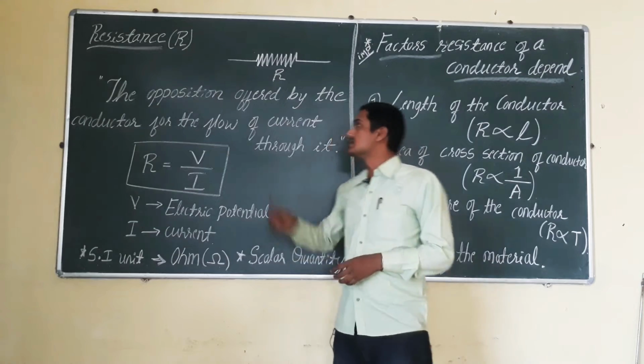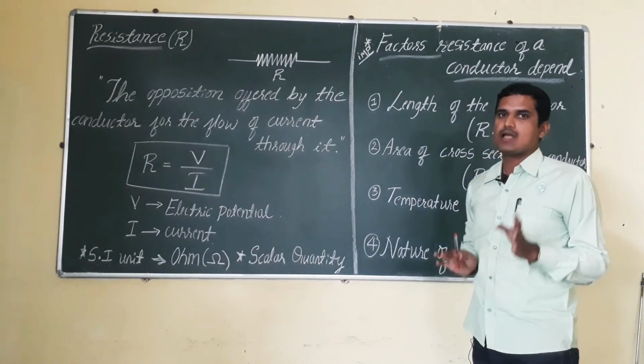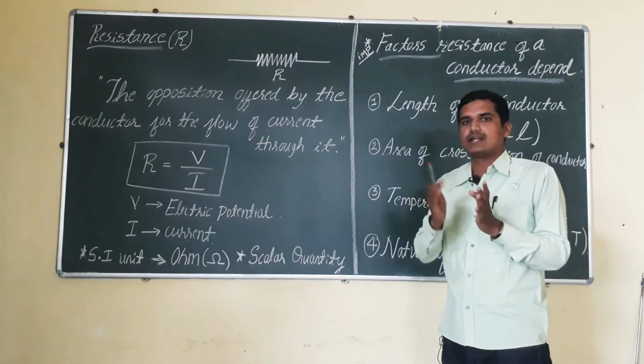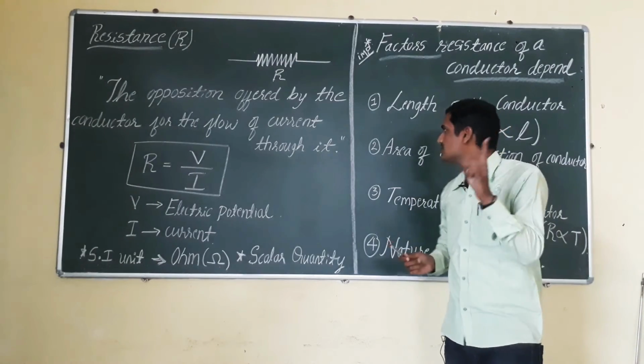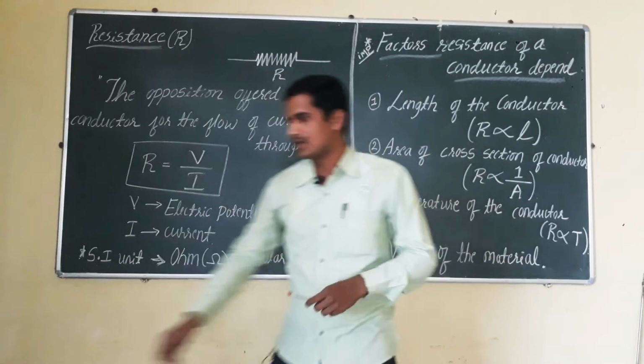Now I will tell you some of the important factors on which the resistance of a conductor depends. Remember, there are 4 important things to control the resistance. Among them, the first important factor is the length of the conductor. I will tell you one simple example.